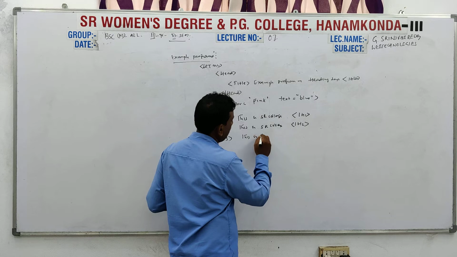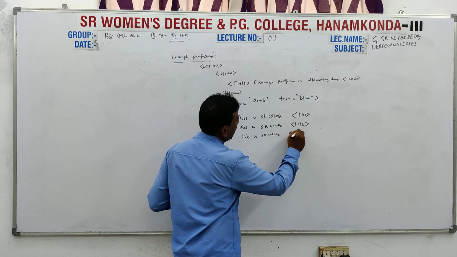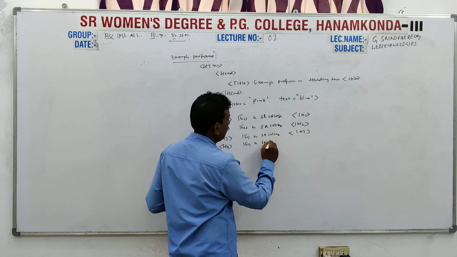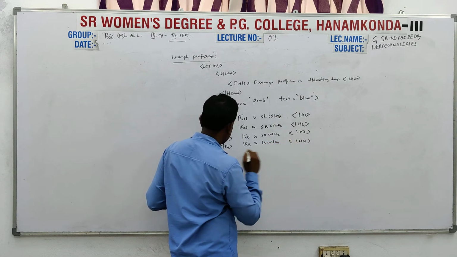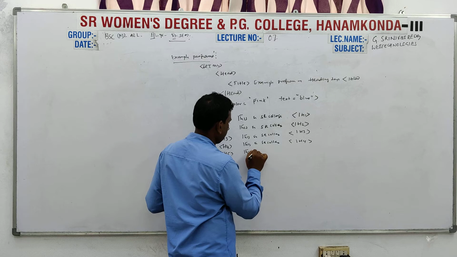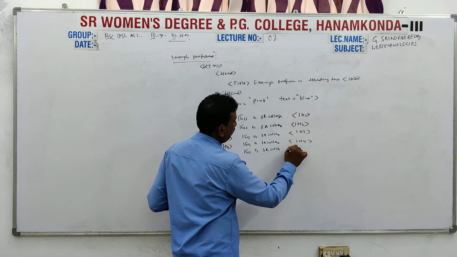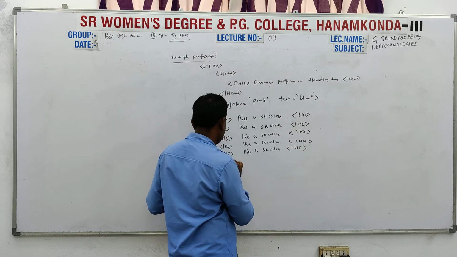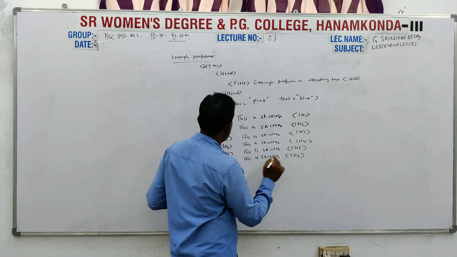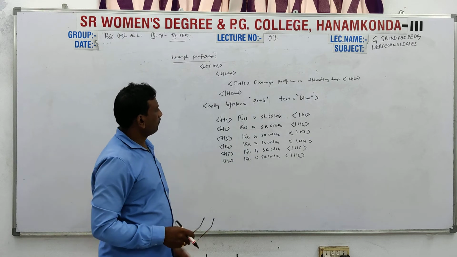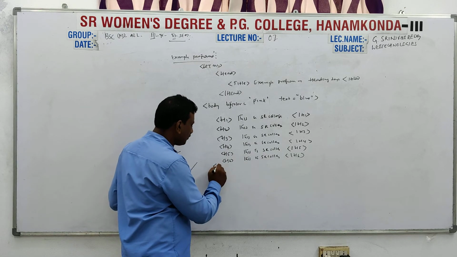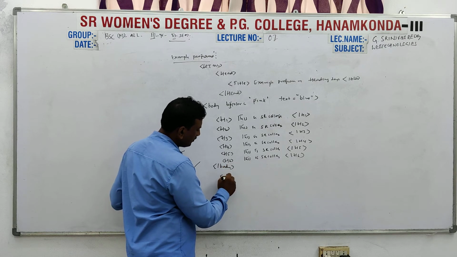H3, this is SR College. You can write the same sentence, SR College, and the body is closed, and the last one is H6 closed.